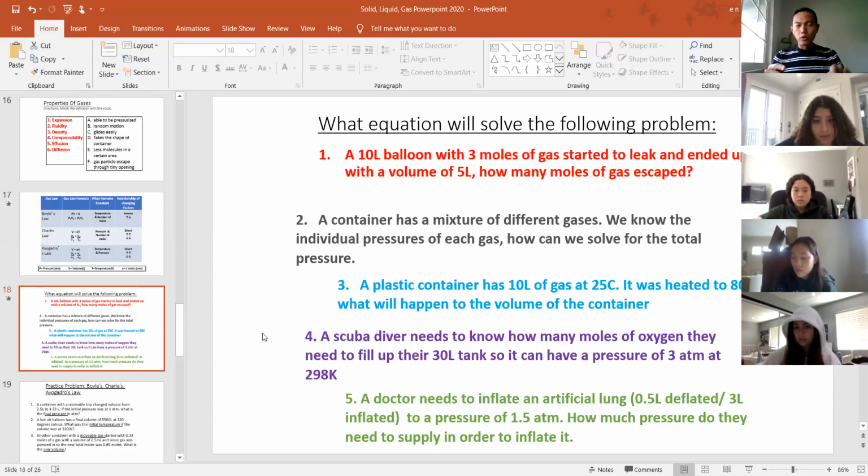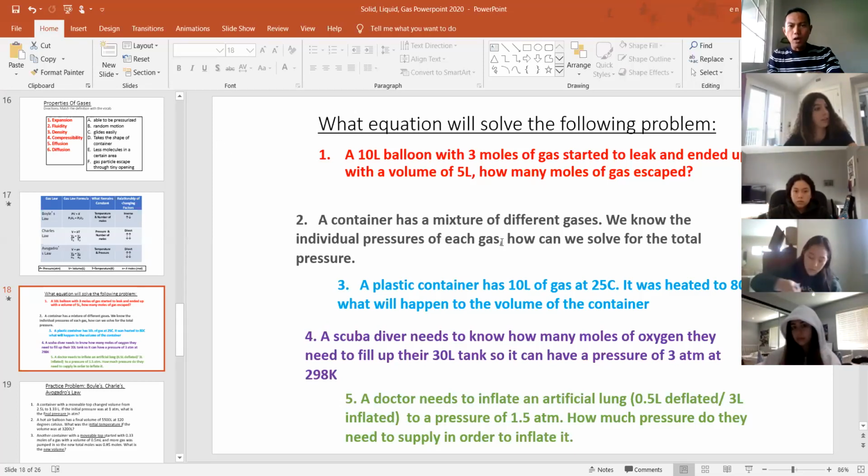If you had looked at the PowerPoint from Tuesday or Wednesday, further down there was a topic called Dalton's partial pressure. And I'll show you how to solve Dalton's partial pressure. For this one, there are no numbers, but I'm just letting you know that this type of question is a Dalton's partial pressure question.